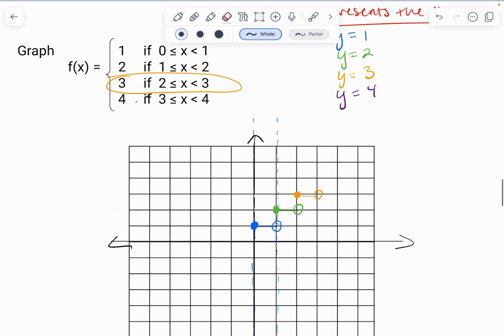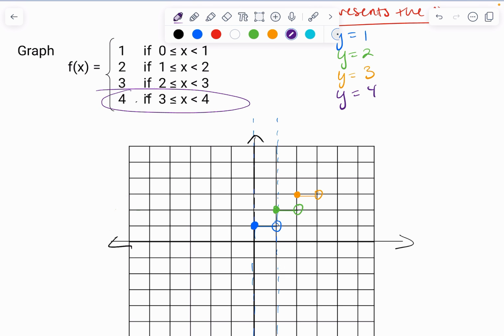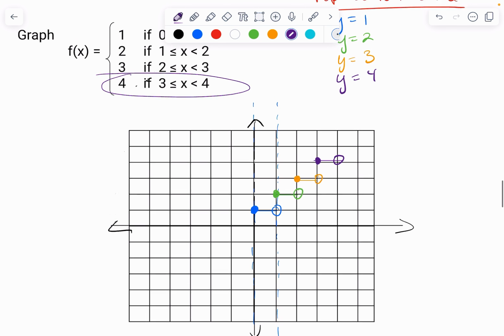And the same thing for y equals 4. I'm going to draw a horizontal line through where y is equal to 4. I'm only interested in the x values between 3 and 4. 3 is included, 4 is not. And I'm going to erase everything outside of that. There you go. We call this a step function, obviously, because it just looks like a bunch of steps.